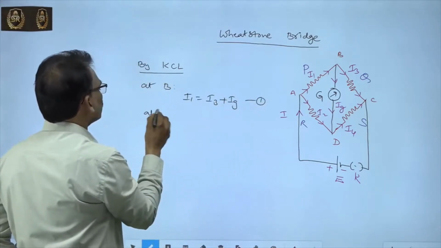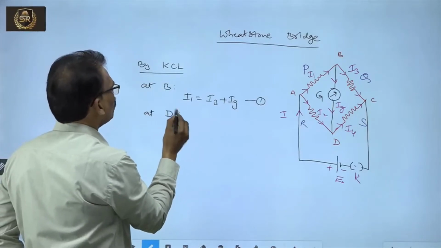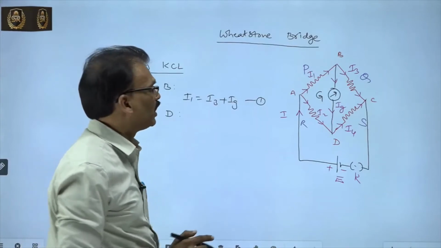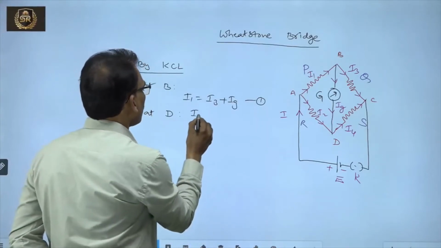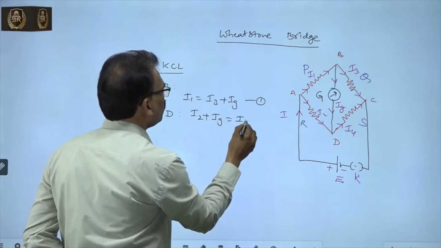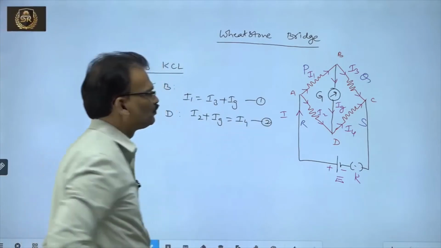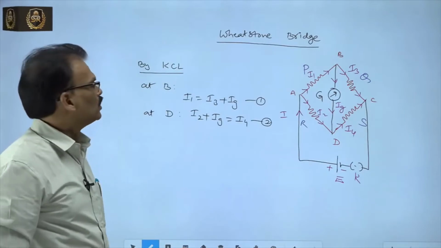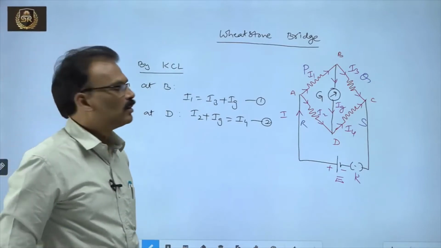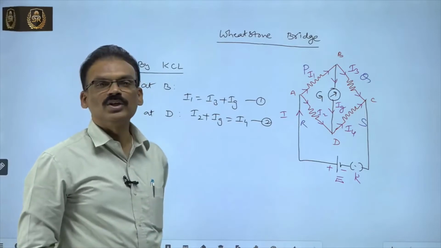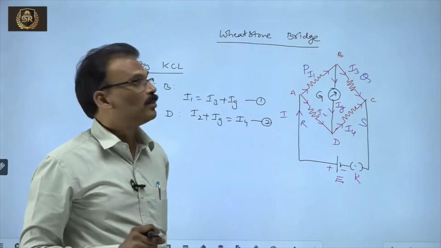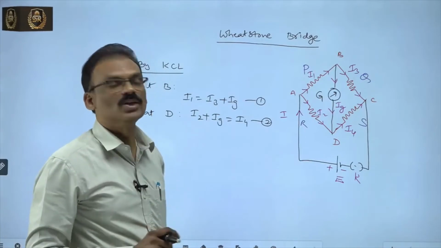Next, similarly at the other end D also you have to apply. At D, I2 and Ig are coming toward the junction and I4 is going. So I2 plus Ig is equal to I4. Let this be the second equation. Understood? See that Kirchhoff junction law or current law is applied between the two junctions where the two ends of the galvanometer are connected, B comma D. There only we have to apply the junction law.